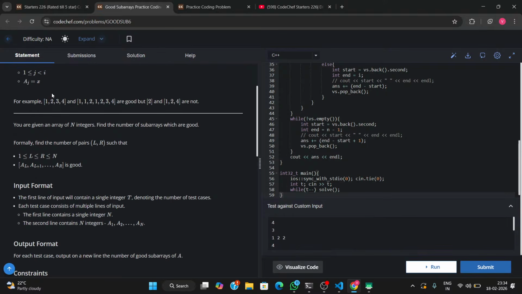Okay. And now you are given an array of n integers, and we need to find the number of good subarrays. So first of all, let's understand what the problem says exactly. The problem is, first of all, what is a good array?